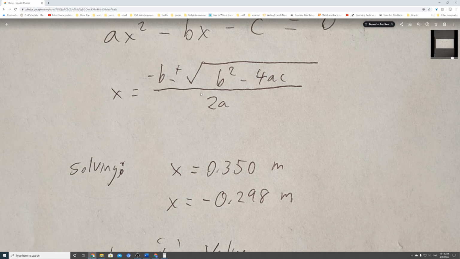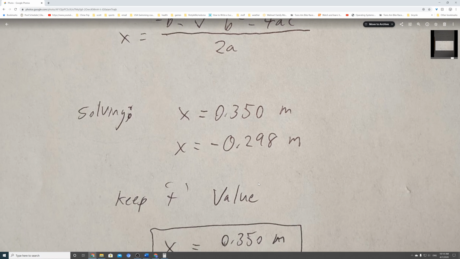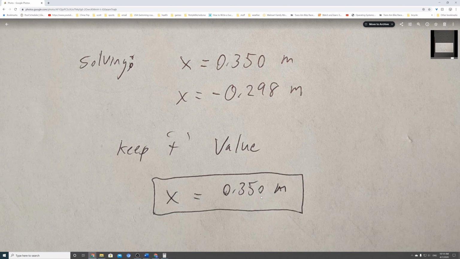Both of those are solutions to this equation, okay? But what we recognize is that this one doesn't make any sense. A negative compression, negative is not like a stretch, because that's also a deformation of the spring. So the only one that really makes any sense is the positive value. Okay, so we keep the positive value, and here's the final answer, 0.350. And that's that problem, 0.350 meters.